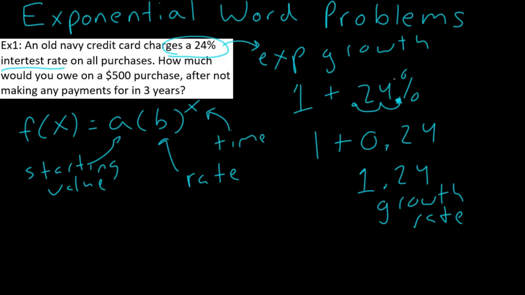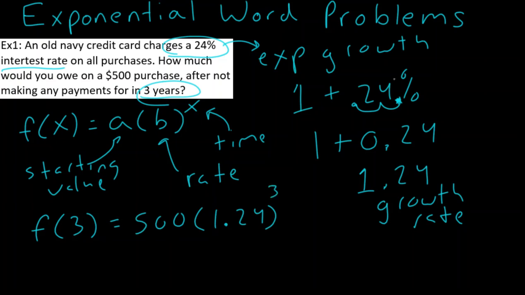Okay, well, with all that information, let's plug in everything we know. We're going to evaluate this at 3 years, so f of 3 is equal to a, our starting amount is 500, parentheses, our growth rate is 1.24, and of course we're going to evaluate this after 3 years. Remember, your exponent will typically represent a period of time. So, after 3 years, or aka f of 3, how much will we owe?